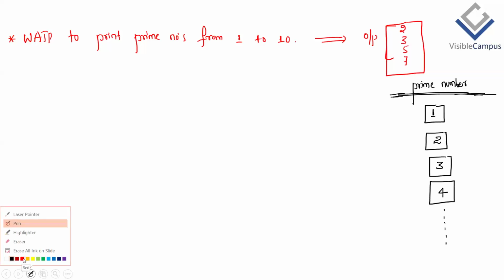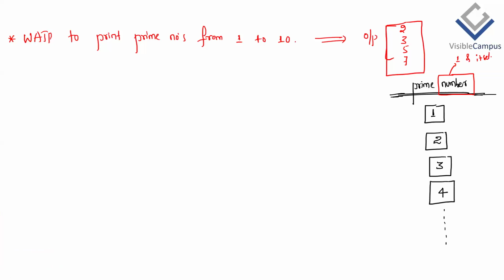In the simplest way, if a number has only two factors, 1 and itself, meaning it is divisible by only two numbers, 1 and itself, then such a number is called a prime number. Correct or not?